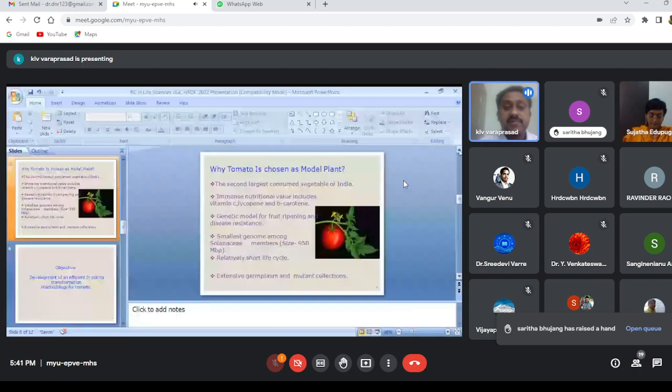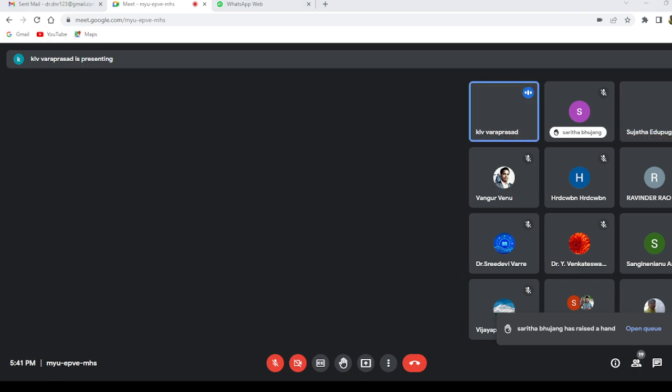So the reason for choosing tomato as a model plant, ma'am, for our studies, is that it is the second largest consumed vegetable in India, as you all know, and because of its immense nutritional values, which include vitamin C, lycopene and beta carotene, and it is a genetic model for fruit ripening experiments, and also for studying disease-resistant plant varieties, ma'am. And it is one of the smallest genomes among the Solanaceae members. That is also one of the advantages which we can obtain while doing the transformation experiments.